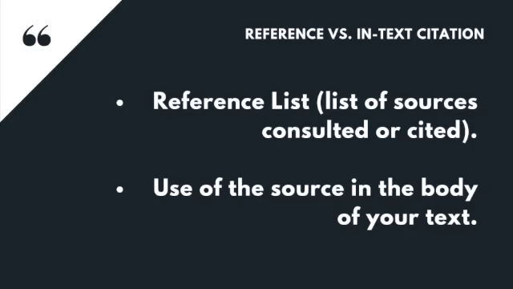Now, what is a reference list versus an in-text citation? A reference in the reference list is a list of your sources or references that you either consulted, meaning that you looked at and used in some way, or that you cited, that you mention in the text to support an idea or thought. An in-text citation is the use of the source within the body of your text. Depending on which style guide you are following, APA, MLA, etc., and your teacher's instructions, make sure that you find out whether you need to include both works consulted and works cited, or just works cited.